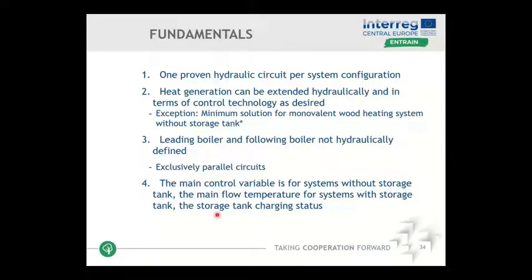We define the main control variable with storages, and for now I'm just talking about systems with storages. This is the charging status of the storage. This is not very common in, let's say, standard heating systems. Usually you take the main flow temperature. This has to be provided, then everything is fine.